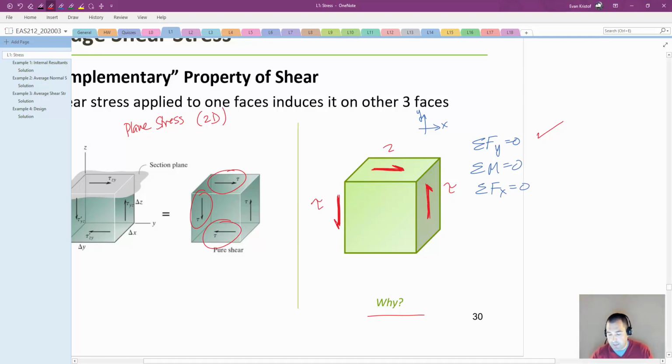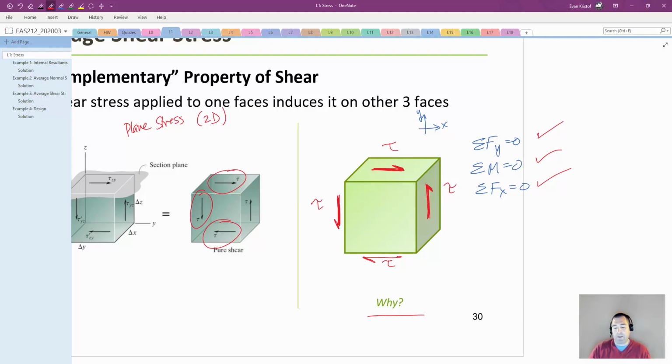So instead, I'm going to split that and just put tau on the top and tau on the bottom. And so now everything is satisfied. Moment satisfied, horizontal and vertical force equilibrium is satisfied. And so that's why we have what's known as the complementary property of shear stress and shear strain.